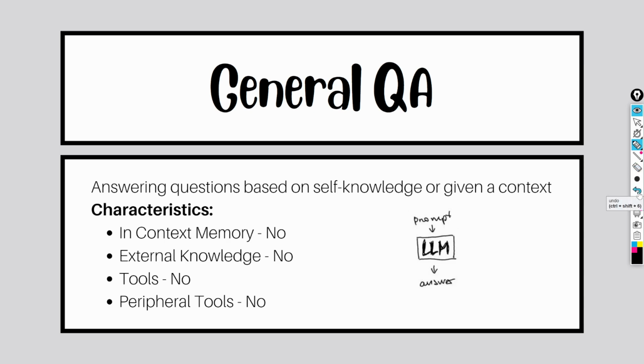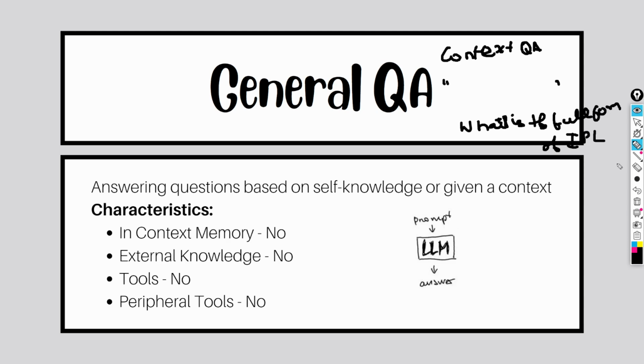Or else there is another thing which is known as context question answering, which is, for example, okay, there is a paragraph about what is IPL, and if I ask what is the full form of IPL, I'm assuming that the model doesn't know. What is the full form of IPL? Now it will answer the question that it is Indian Premier League, something like that. So that is context.